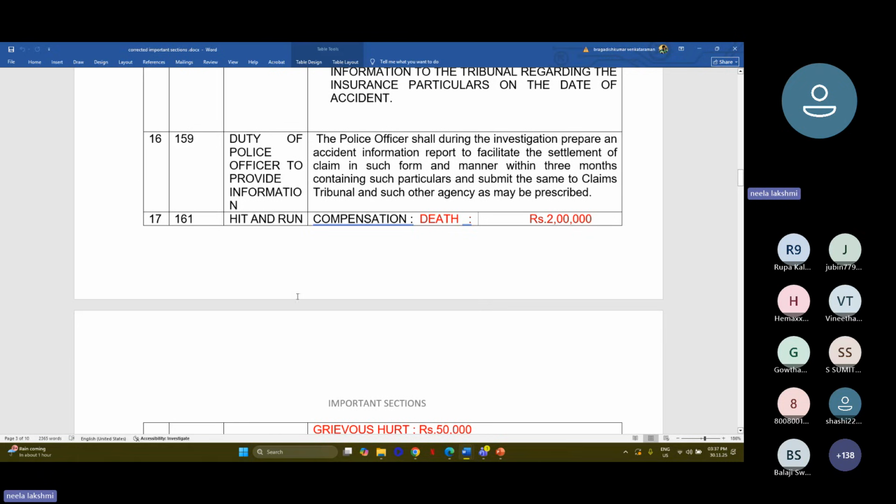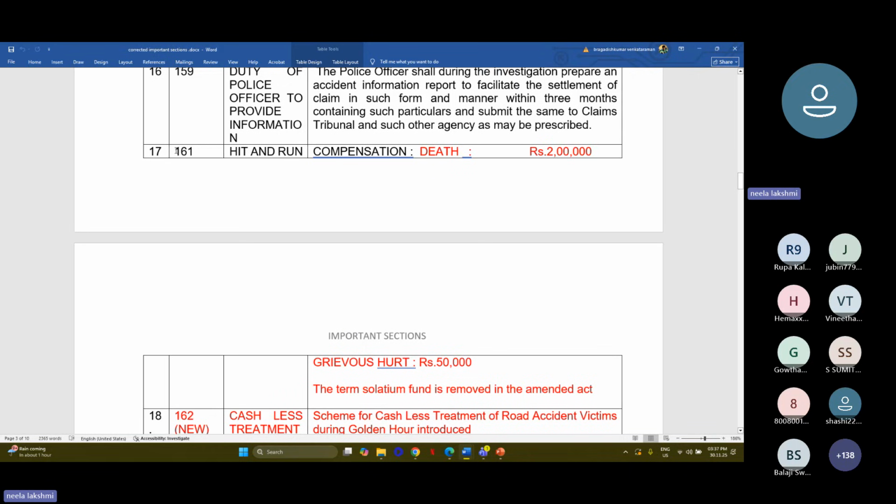Another important section is 161, hit and run. Hit and run means a vehicle hitting a person and running without leaving any details. We cannot trace the whereabouts of the vehicle which has caused the accident. As the English term suggests, it hits and runs away from the scene of the accident. For that, there is some fixed compensation. For death cases, it is fixed as 2 lakhs, and for grievous hurt, it is 50,000.